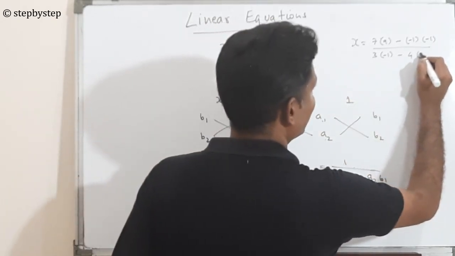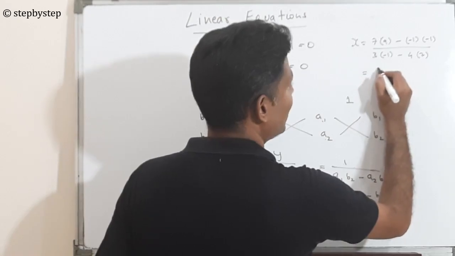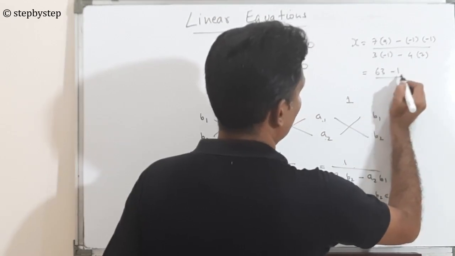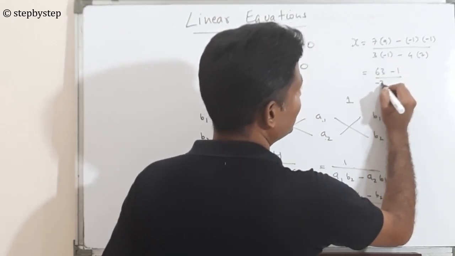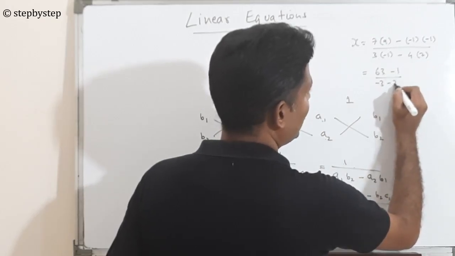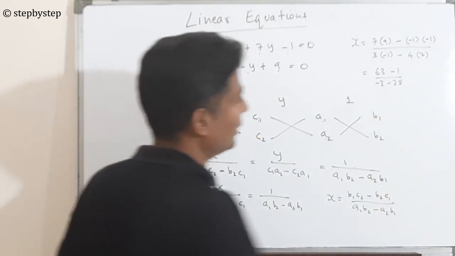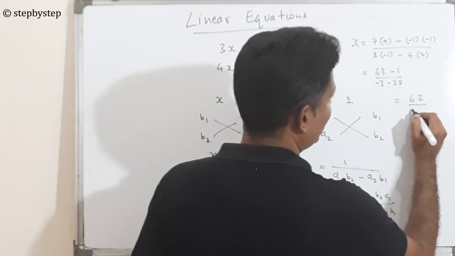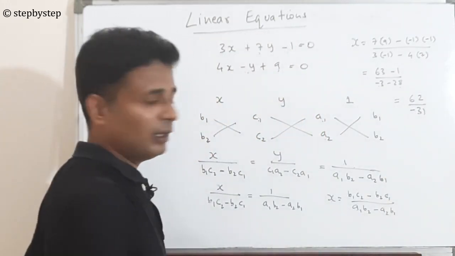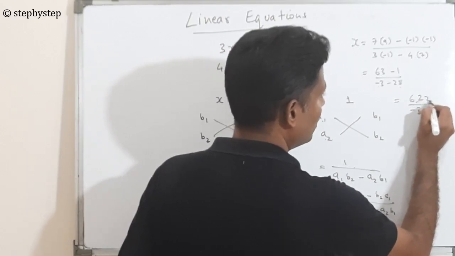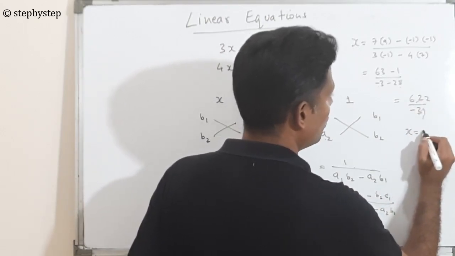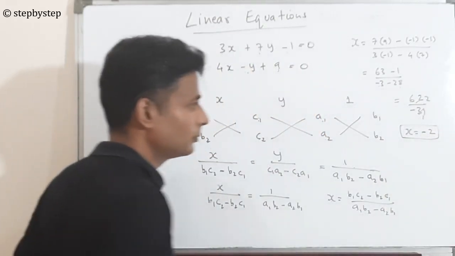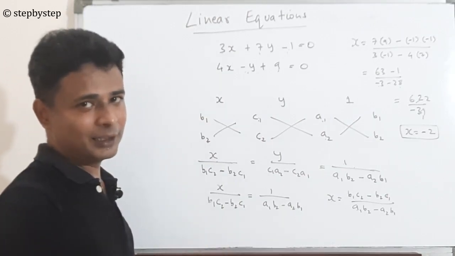That is 7. So I get 7 9s are 63, minus 1 into minus 1, plus 1 into minus 1, by 3 into minus 1, minus 3, minus 28. 4 into 7 is 28. So 63 minus 1, 62, by minus 3 minus 28, minus 31. So 31 twos are 62. So x equal to minus 2. So you got value of x equal to minus 2.